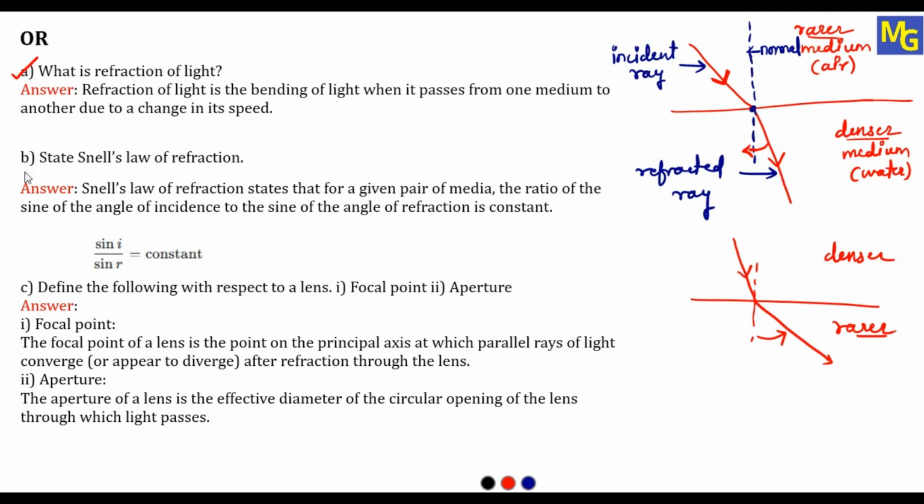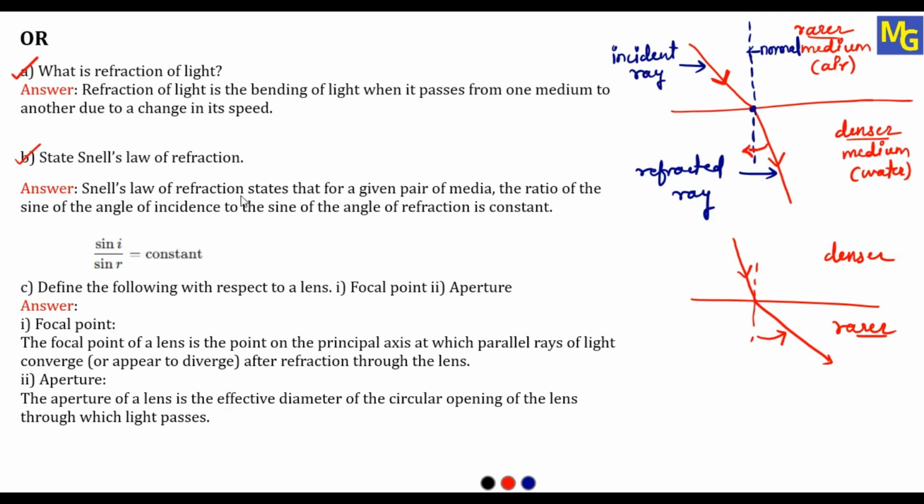Now we will see the next question, that is B. State Snell's law of refraction. So here we have to write Snell's law. You may have seen in your NCERT book there is one sentence given for Snell's law. So that Snell's law we have to tell here.